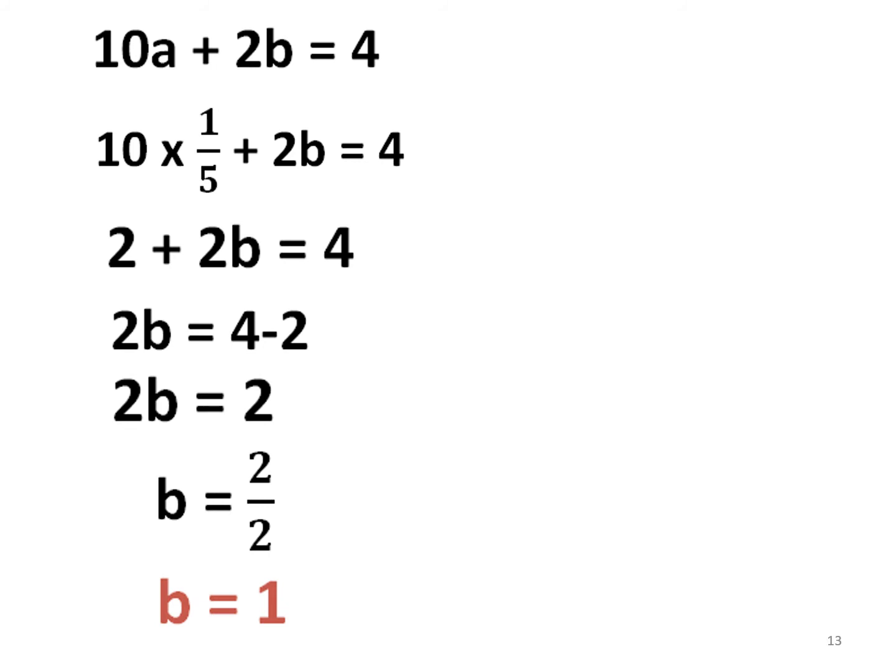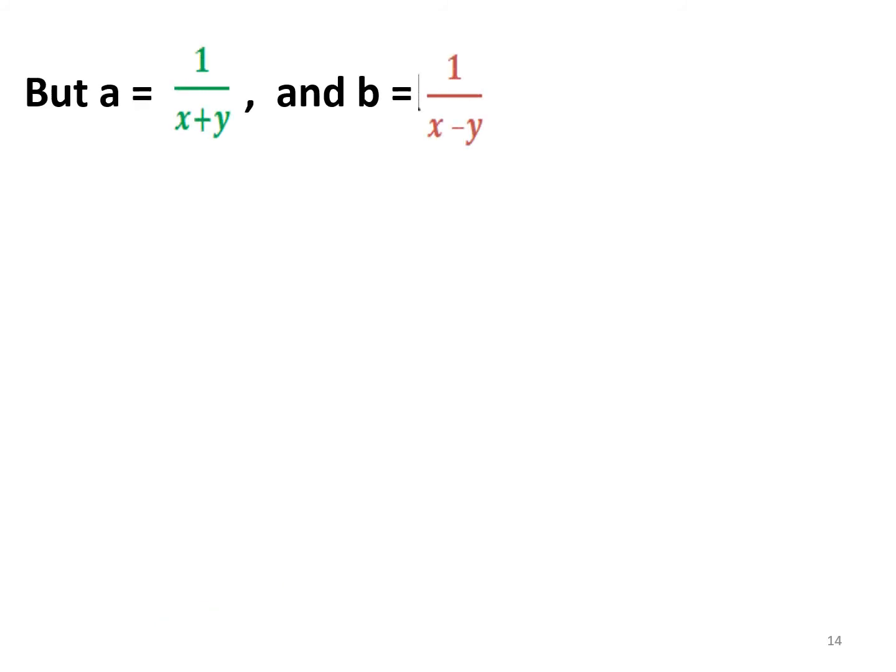We do not want the value of a and b. We want to find out the variables x and y. So the next step is, the value of a is equal to 1 upon x plus y and b is equal to 1 upon x minus y. So we shall substitute the values of a and b.